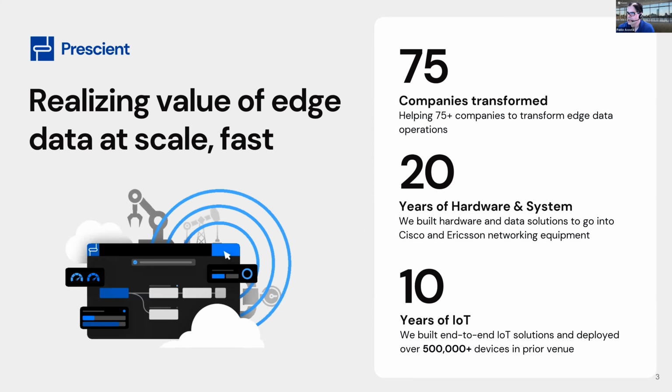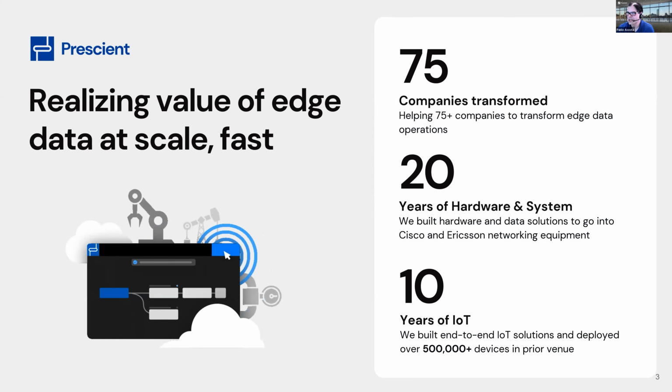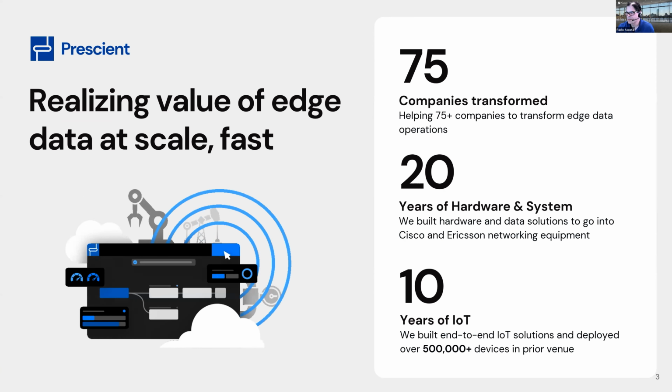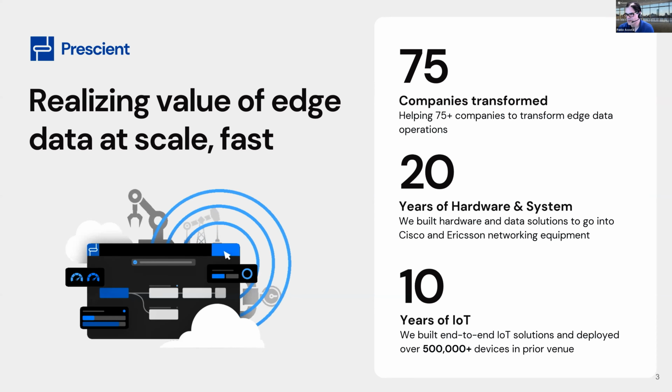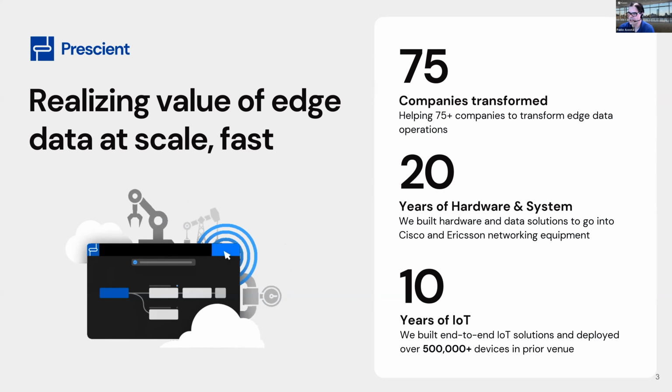So let's get going. Prescient's tagline is that we help people realize the value of edge data at scale and fast. We currently are helping more than 75 companies in their digital transformation process. As a team, we have 20 years of hardware and system experience, all the way from transistors in a high-speed mixed-signal chip that goes into a 5G tower, to complex systems and software. Specifically in IoT, we have more than 10 years of experience. Previous ventures have deployed more than 500,000 devices that are currently in the field. So it's a very strong team that can tackle most IoT challenges.